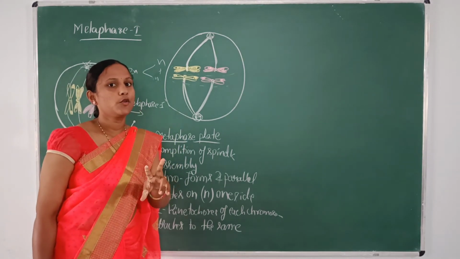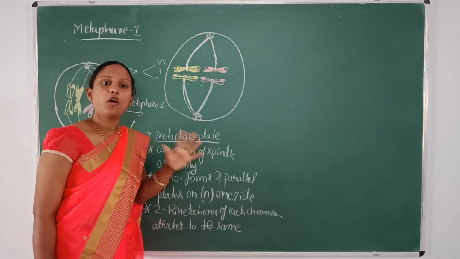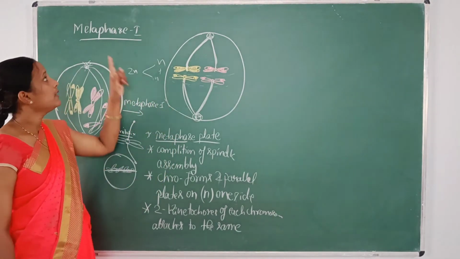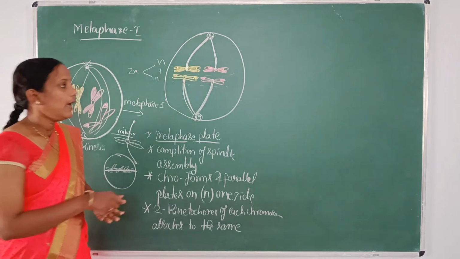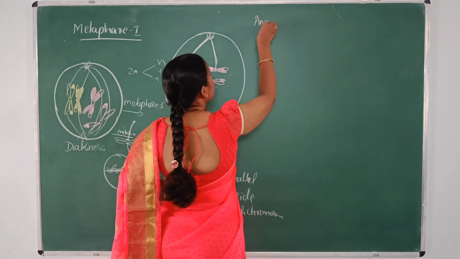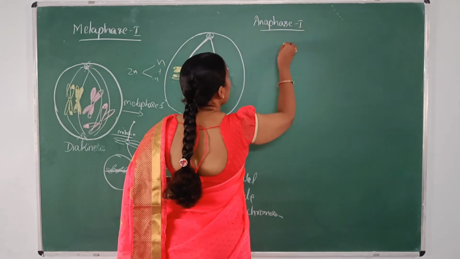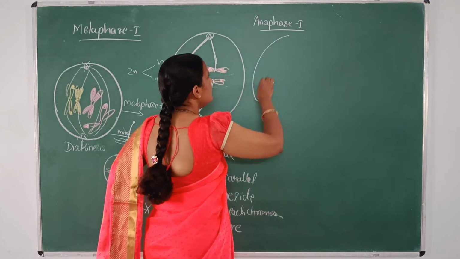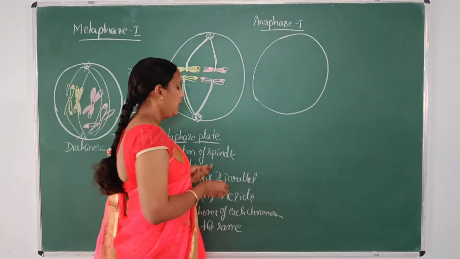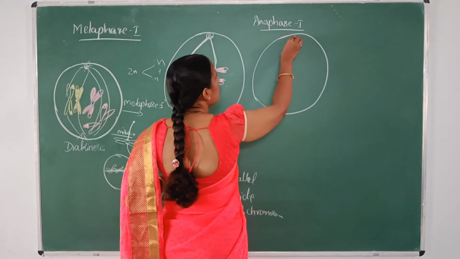That is, the two kinetochores of the same chromosome are attached to the same pole spindle, not the opposite. So these are the things which are happening in metaphase 1. And after metaphase 1 is anaphase 1. And here in anaphase, since the chromosomes are attached to the same pole, there is a movement of chromosomes towards the opposite pole.